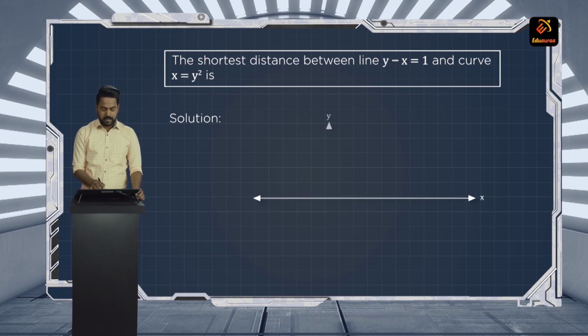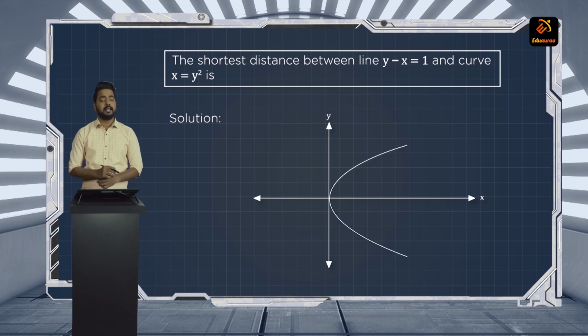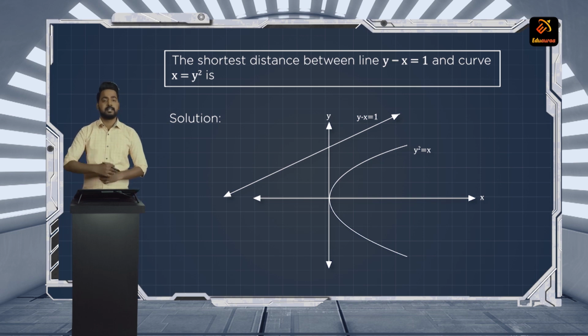Hence it is a parabola, which is y square equal to x. And the line y minus x equal to 1 is the line which is not passing through origin. So let this be the point for which we have to find the shortest distance of the curve from the line. Let this point be a comma b. If I am able to find a and b, then I will simply use the perpendicular distance formula.